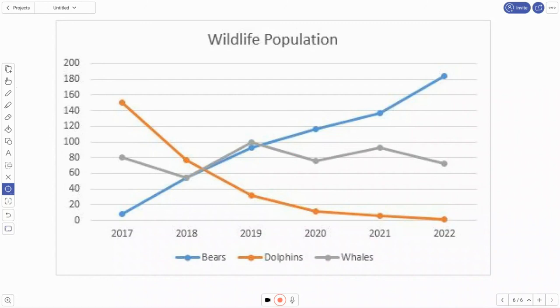But it's the same thing. If I was going to look at, hey, dolphins in 2017, I go up and I still can go over. Sometimes we don't have to be specific, but it's in between 140 and 160, so about 150, I would say. But we use these to be able to see trends, notice patterns, and draw conclusions. Okay, so these are double line graphs.